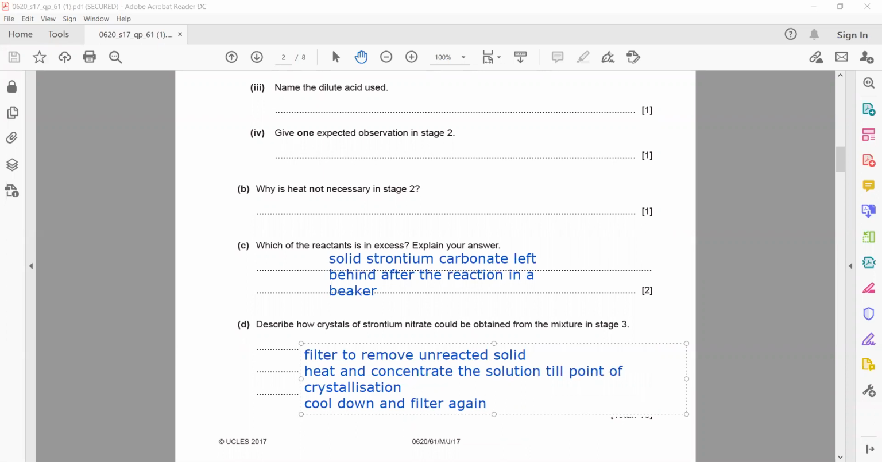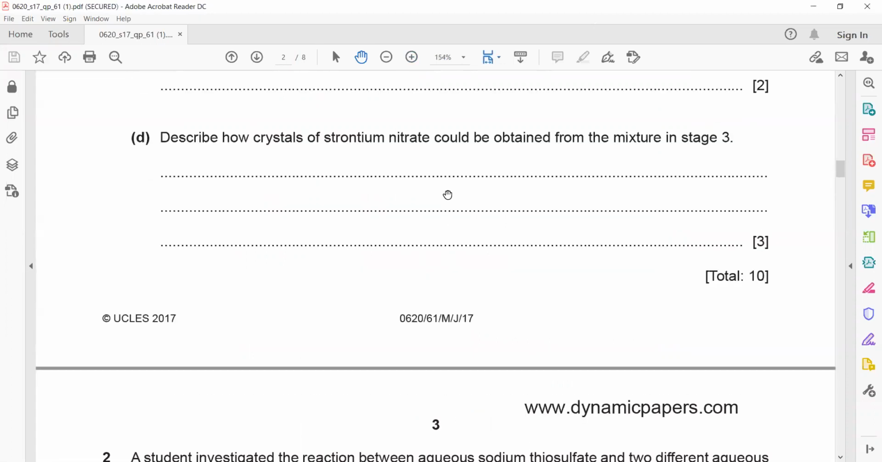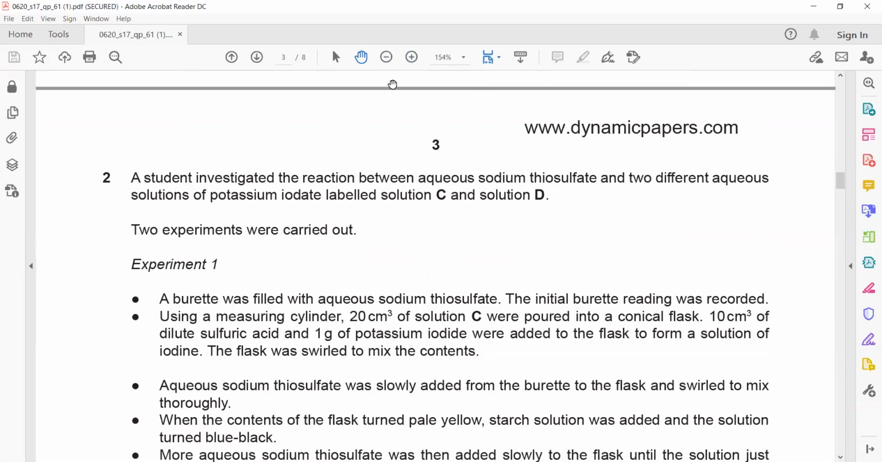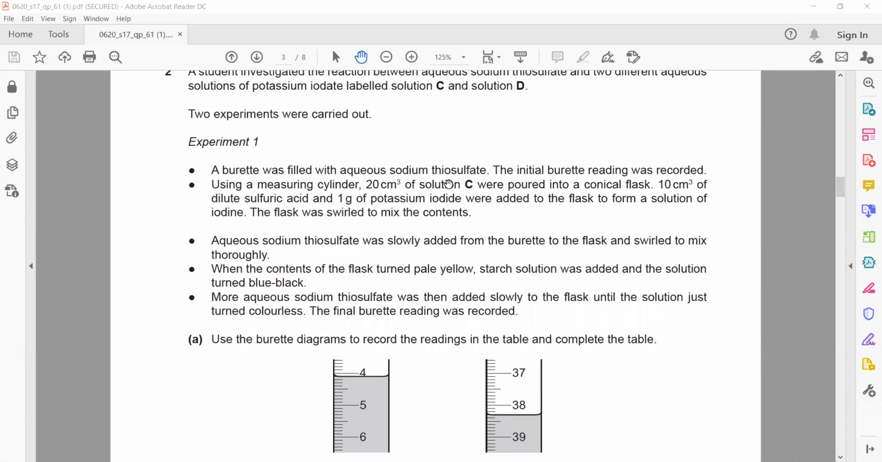The second part: a student investigated a reaction between aqueous sodium thiosulfate and two different aqueous solutions of potassium iodide labeled C and D. Two experiments were carried out. A burette was filled with aqueous sodium thiosulfate. The initial reading of the burette was recorded, and using a measuring cylinder, 20 cm³ of solution C was poured into a conical flask. 10 cm³ of dilute sulfuric acid and 1 gram of potassium iodide were added to the flask to form a solution. The flask was swirled to mix the contents.